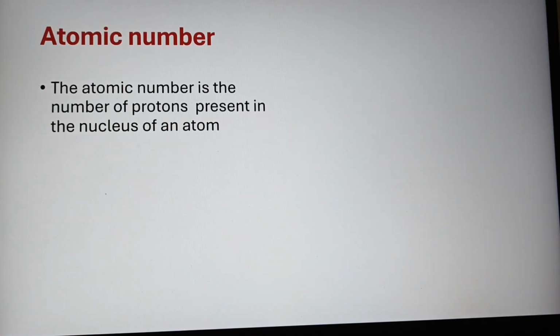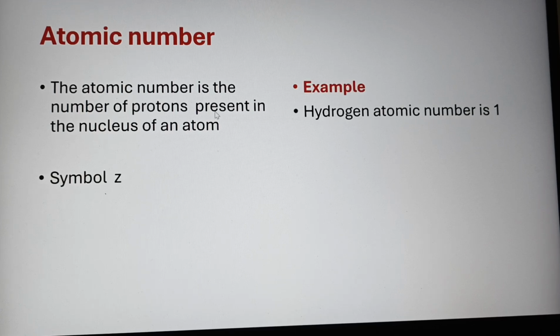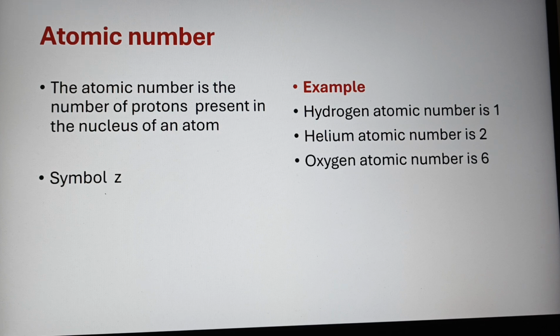First of all, we see what is atomic number. Atomic number is the number of protons in the nucleus of an atom. It is also called the proton number. Each element has a unique atomic number. For example, hydrogen has atomic number 1, so it has 1 proton, while helium has atomic number 2, so it has 2 protons, and oxygen has atomic number 8, so it has 8 protons. In a neutral atom, the number of electrons is equal to the number of protons.